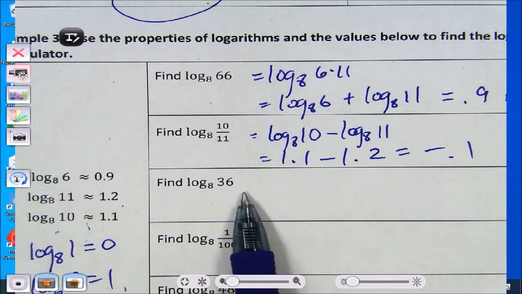Alright, ready for the next example. Is that one 0.9 something, then minus something? Not minus. It's 6 and 6, plus something. Yeah, 6 and 6.